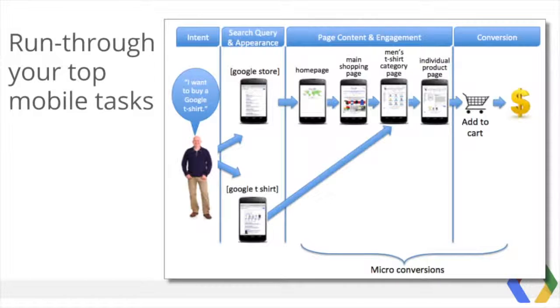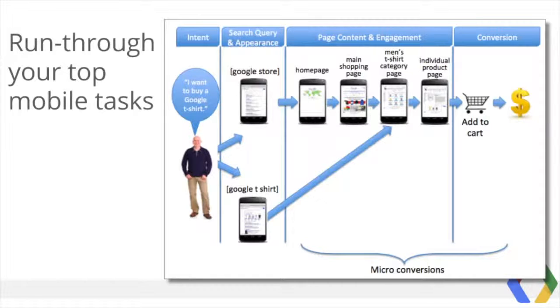In the search query and appearance stage, we can make sure that our site's appearance in search results is appealing. The page has a descriptive title and meta description. Once the user, let's pretend his name is Tom, selects our page in search results, we're in the page content and engagement stage. In the workflow with the query Google Store, once Tom clicks the search result, he comes to our homepage, where he must select his region.